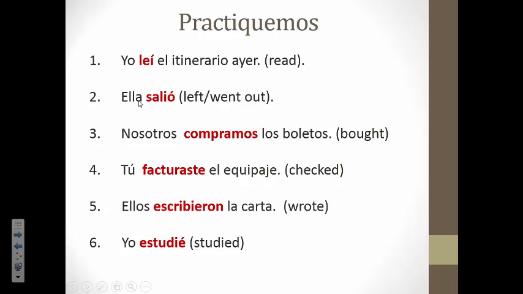Okay, repasemos. Number 2, she left: ella salió. Número 3, we bought tickets: nosotros compramos los boletos. 4, you checked the luggage: tú facturaste el equipaje. 5, they wrote the letter: ellos escribieron la carta. 6, I studied: yo estudié.